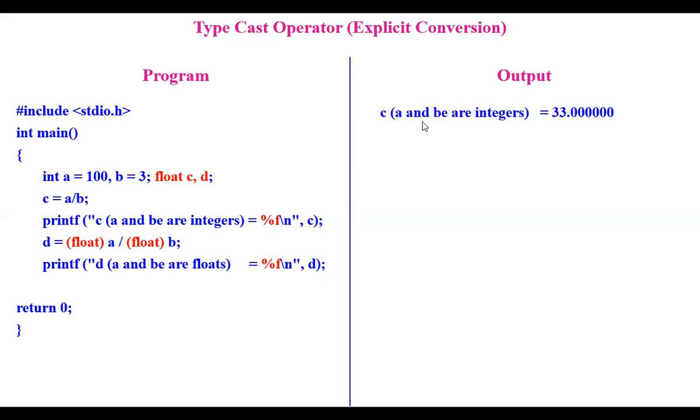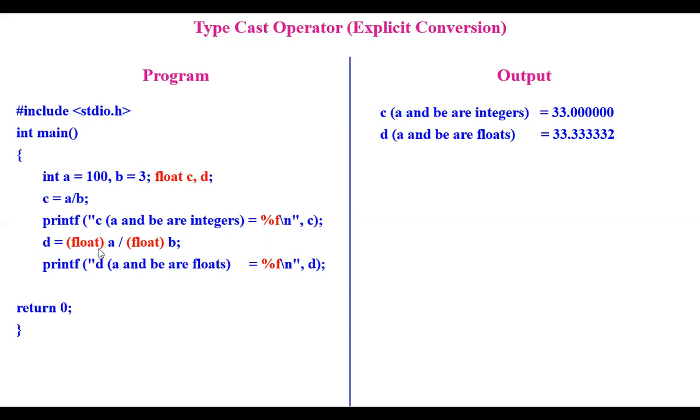You get the first one as 33.000 because A by B, 100 by 3, is a division between two integer values. Even though it is 33.3333, it is truncating that value and taking only the integer value 33. But we have tried to display it as float, so it is showing the decimal places. That's it. Okay.